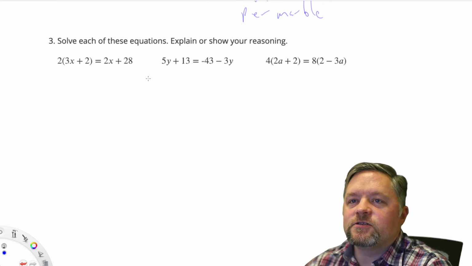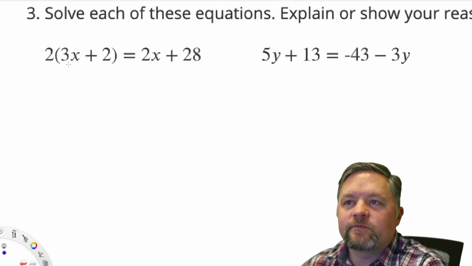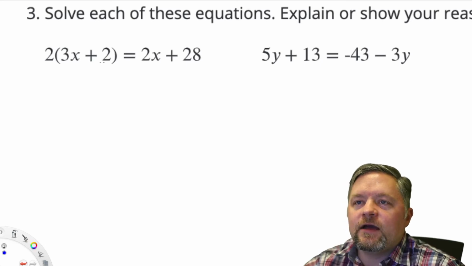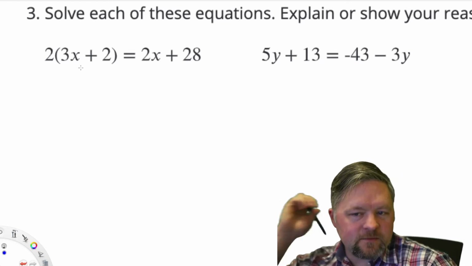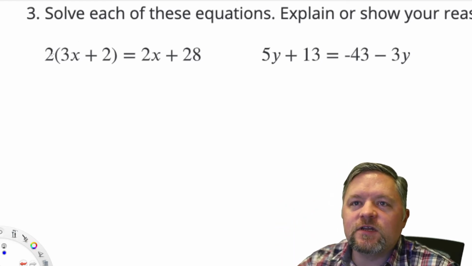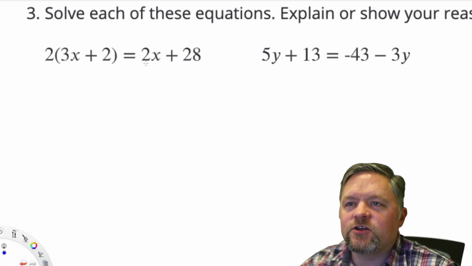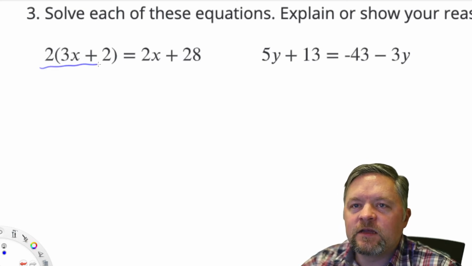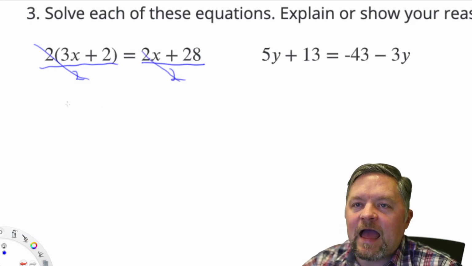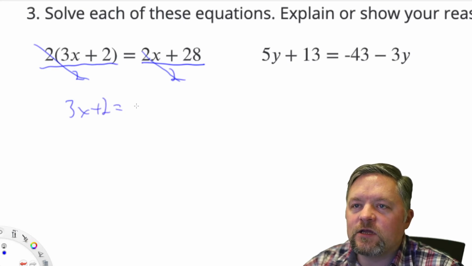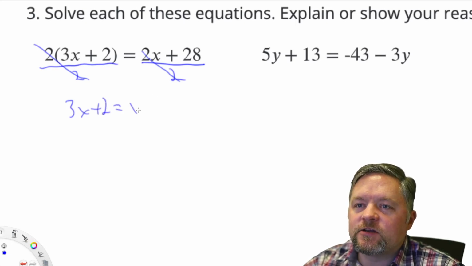Solve each of these equations. Ooh, I love solving equations. Now I see some parentheses, so let's distribute. Ooh, I'm not going to distribute. I'm going to mix it up a little bit on this one. Let's do a neat trick. This is being multiplied by 2, and both of these are even. So if I divide that side of the equation by 2, those cancel. If I divide that side by 2, that 2 cancels, and this 28 will be half of that. So 3x plus 2 equals 2x divided by 2 is just x. 28 divided by 2 is 14.